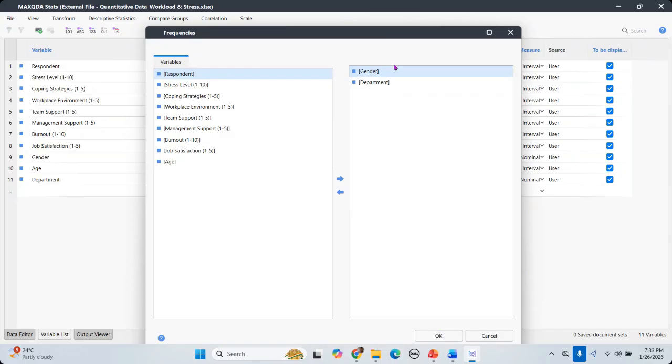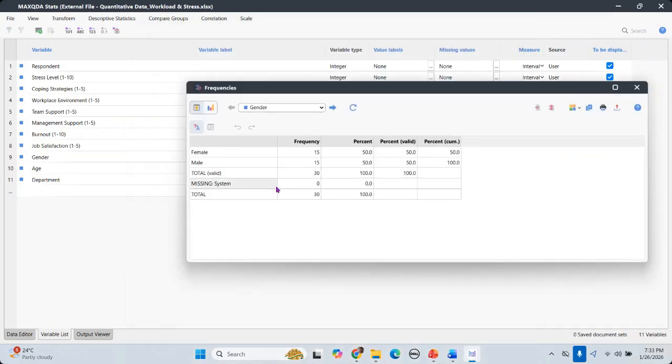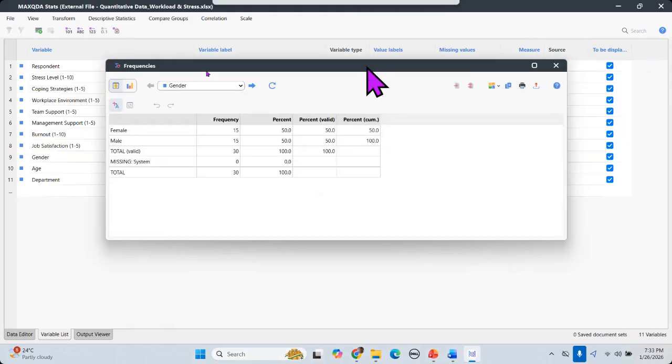From here to here, we brought it. Just click on OK. Now here you can see that I got the frequencies window. And here, out of 50 respondents, we have 15 male, 15 female responses. Means 50% responses we have.